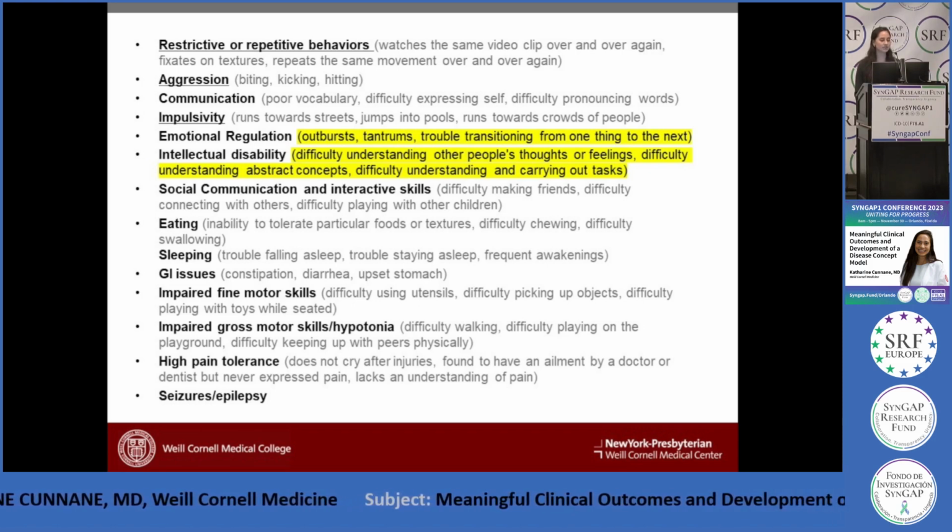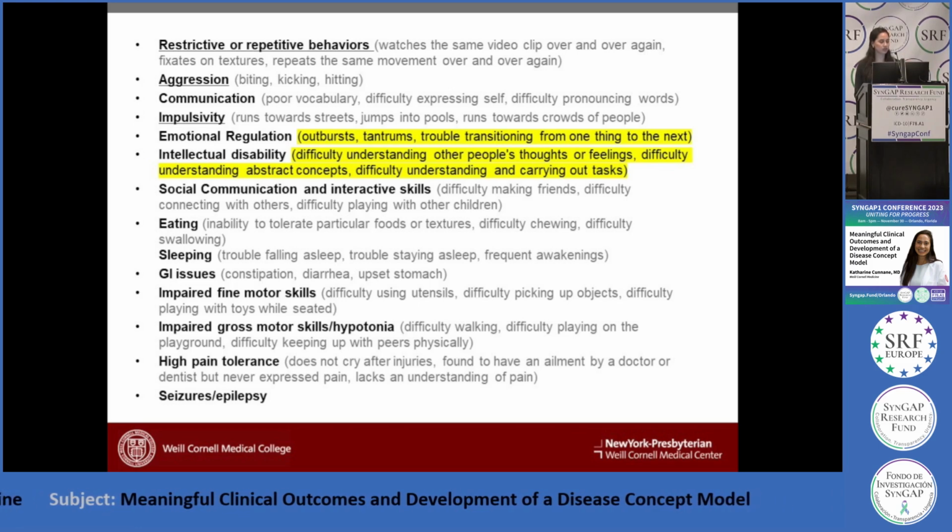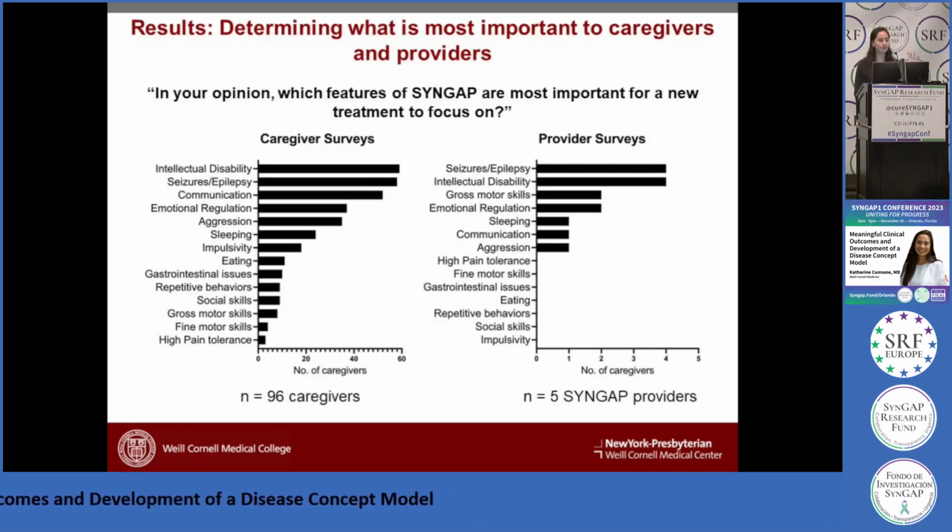Another key difference between the caregiver interviews that I had and the surveys that I sent out is that instead of just saying the term behaviors, as put on the last slide in reference to the interviews, we broke that term down into restrictive or repetitive behaviors, aggression, and impulsivity, just to be a little bit more specific with the term behaviors. Basically, we use this as a multiple choice question and then ask both caregivers and providers of Syngap 1, in your opinion, which features of Syngap are the most important for a new treatment to focus on? And these are the results we got from that.